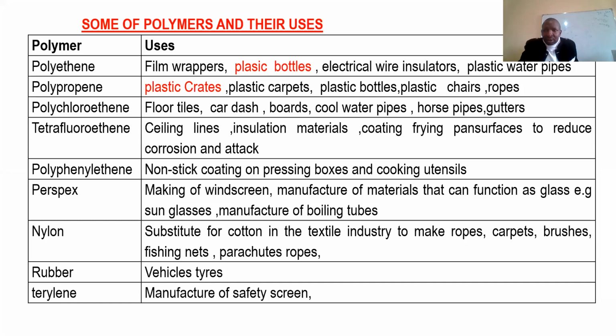Kuna mtu anauliza swali. So nimesema kama ni perspex, don't say substitute for glass. Tell us manufacture of windscreen, manufacture of material that can manufacture glasses, sunglasses, manufacture of boiling tube. Don't say manufacture of lab apparatus. Tell us one of the lab apparatus that can be used. And I think that will be very okay.